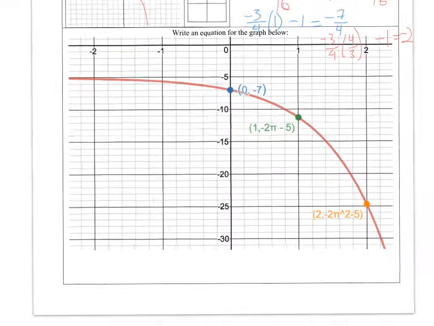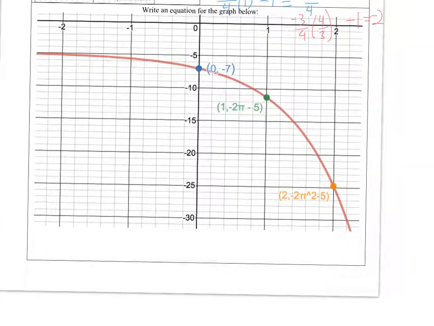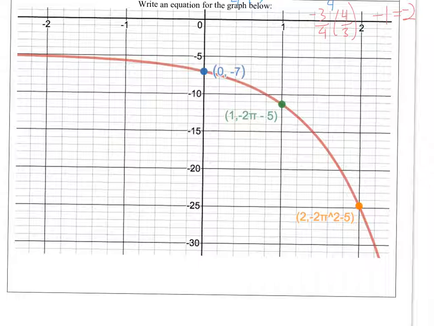For a second one, we've got to make an equation for this graph. We've got a few points here. We've got 0, negative 7. We've got 1, comma, negative 2 pi minus 5. And we've got 2, comma, negative 2 pi squared minus 5. What I'd like us to notice is that we can use the same strategy for any points, no matter how crazy they look. A lot of people were freaking out in the last spiral with that e, but these almost end up being easier because there's less actual math to do.